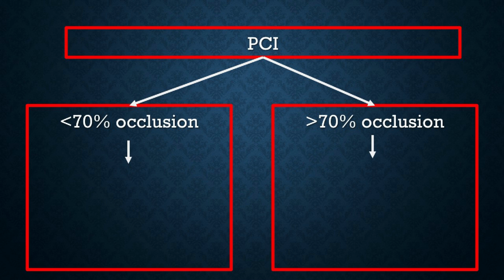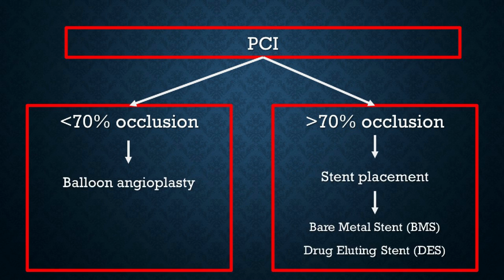Question. Now the patient is at the facility where they have a PCI unit. What are your two options there depending on the degree of vessel occlusion? Answer. If the occlusion is less than 70%, then you can perform balloon angioplasty. And if the occlusion of the coronary vessel is more than 70%, you can put a stent there in order to keep the vessel open.